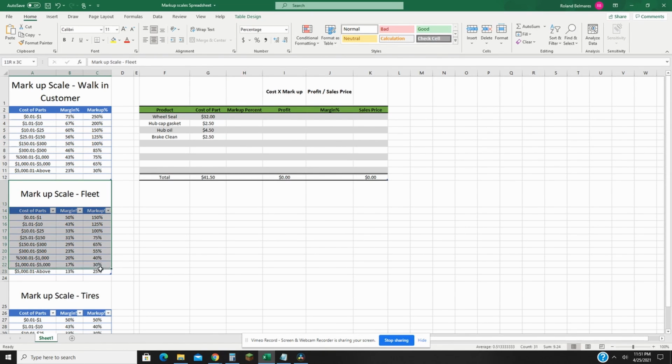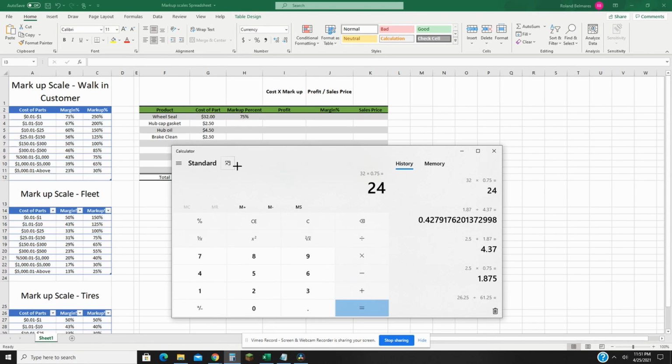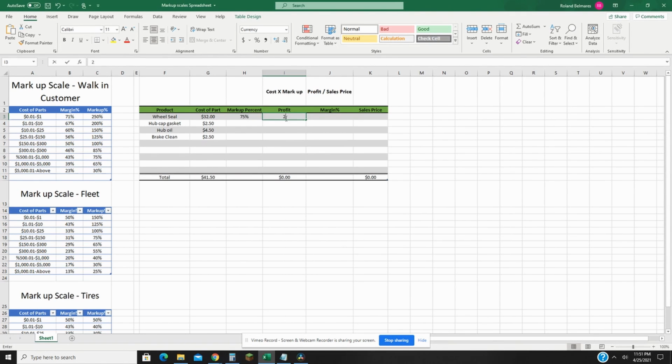So now we're going to revert back to our scale. Let's say $32 is what we purchased this part for. That falls into our 25 to 150 range, so we're going to mark this part up 75%. How do we do that? If you don't have software that does it for you, you can do it yourself with a handy dandy calculator. So $32 times 0.75, because remember, percents are always in decimal form when you put them in a calculator. That gives us $24 profit. So $24 is how much we're going to charge above what we paid.